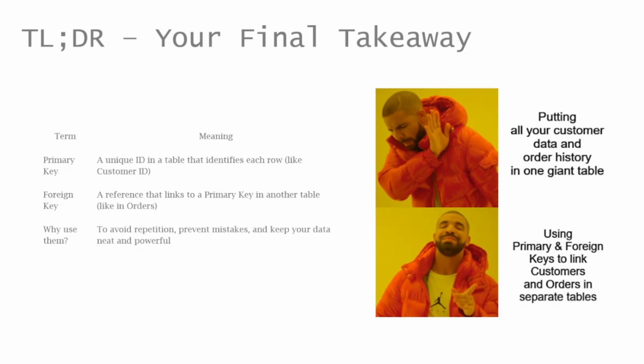So, to summarize, use primary keys to uniquely identify rows and foreign keys to connect the tables. This avoids duplication, reduces errors, and keeps your data clean and efficient. And remember, separating your data into related tables is always cooler than stuffing everything into one.